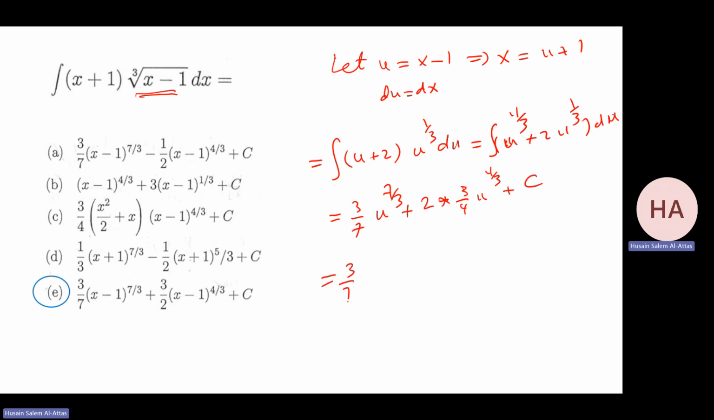That will be 3 over 7. What is u? X minus 1 to the power 7 over 3. And that one, 3 over 2, x minus 1 to the power 4 over 3 plus c.